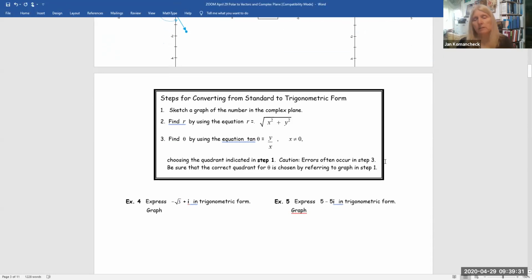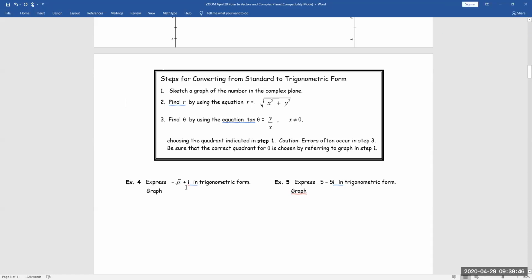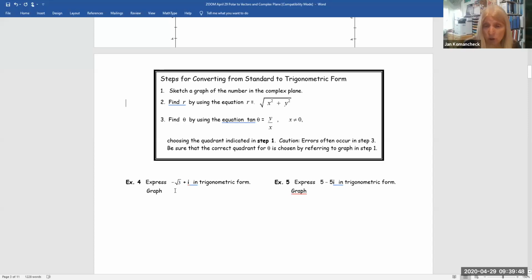So you go, Cummy, this doesn't look so hard. It's not that hard. If I give you radical 3 plus i, and this is in x plus yi form, and I ask you to take this and write it in trig form, then you have to graph it. Also, I've got this next one, example 5, express 5 minus 5i, which is in complex a plus bi form, but we want to put it in trig form.